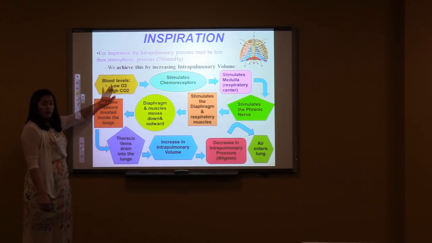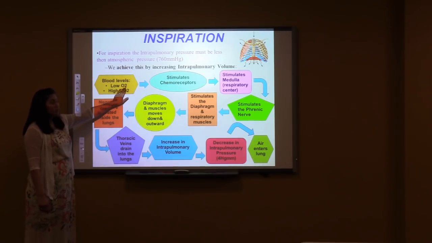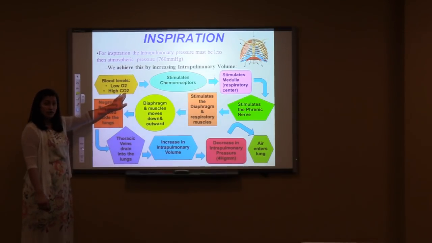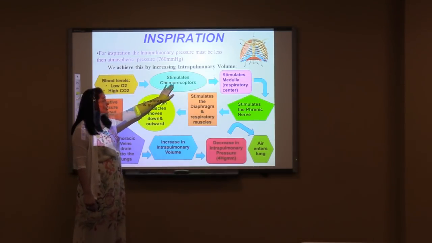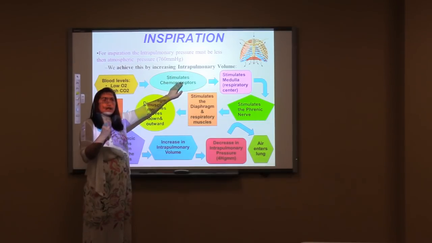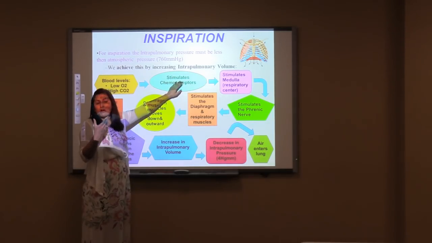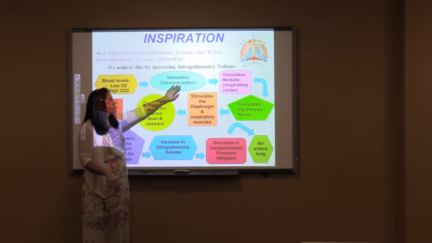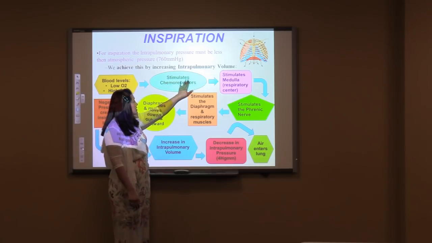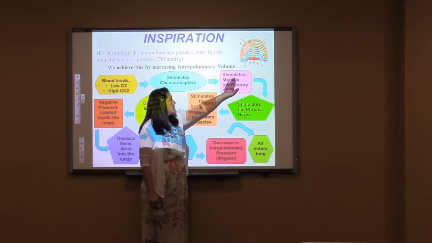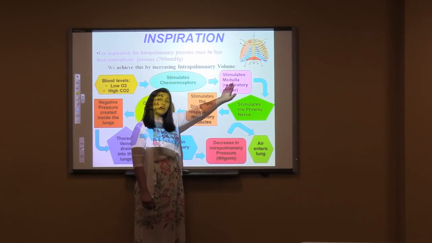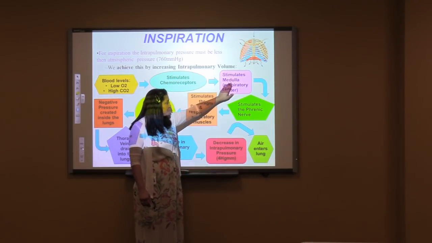At rest, our blood levels are low oxygen, high carbon dioxide. That low oxygen, high carbon dioxide will stimulate the chemoreceptors. What are chemoreceptors? They are receptors that respond to chemicals. Oxygen and carbon dioxide are considered chemicals. Once the chemoreceptors are stimulated, they in turn stimulate the medulla oblongata, which is the respiratory center.